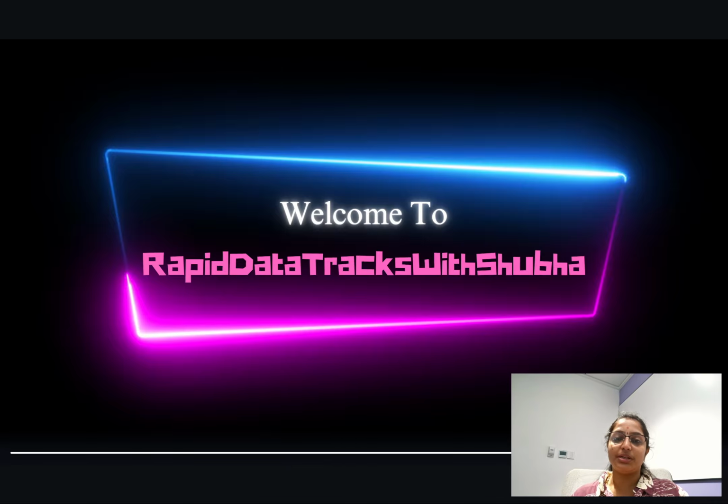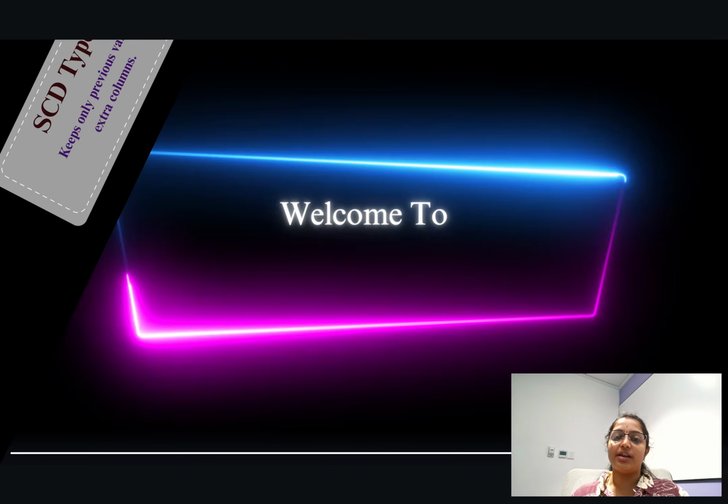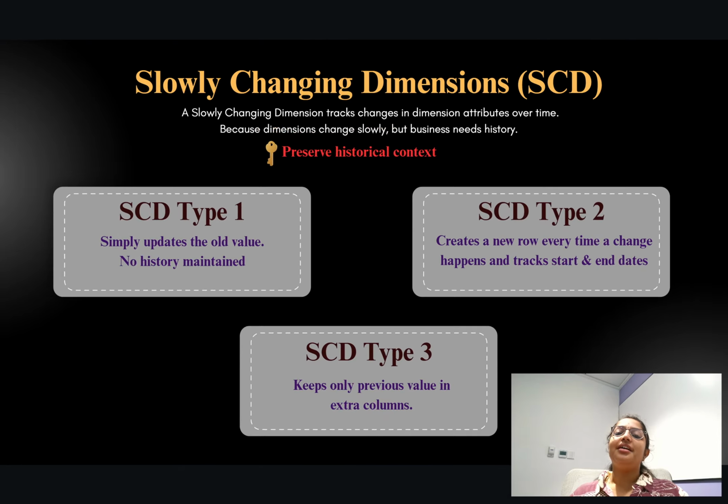There is one simple technique which is called slowly changing dimensions. Even if you want to learn how we track millions of customers' histories effortlessly, then this session is for you. Let's learn together. So let's start. What is a slowly changing dimension? A slowly changing dimension tracks changes in dimension attributes over time, because dimensions change slowly, but business needs the history. So the key is that it will preserve the historical context.